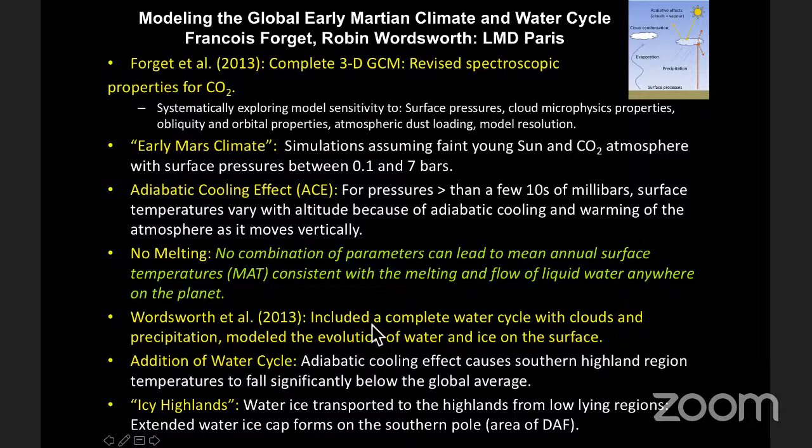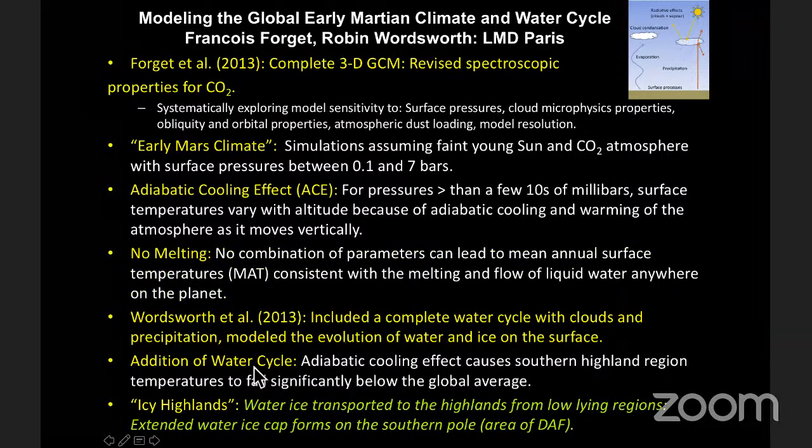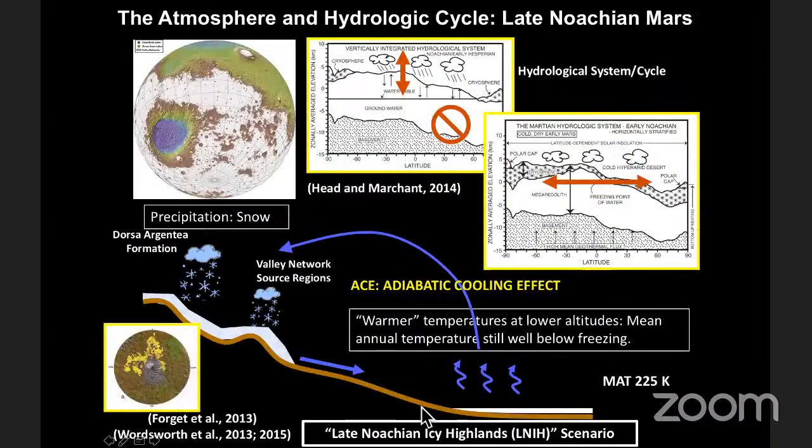The next thing we did was to add a complete water cycle, which is what Robin did in his thesis. And it turned out that with the addition of the water cycle, the adiabatic cooling effect causes the Southern Highland region temperatures to fall significantly below the global average. Water ice is transported to the highlands from low-lying regions, and an extended water ice cap forms on the southern pole. And indeed, when we take a look at this, Mars looks something more like this, okay? So it's not a vertically integrated hydrological system, but a horizontally stratified one. Mean annual temperature is 225 K, okay?